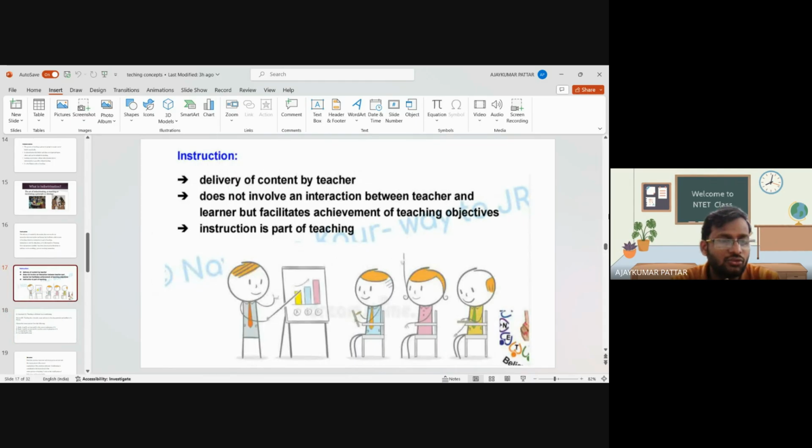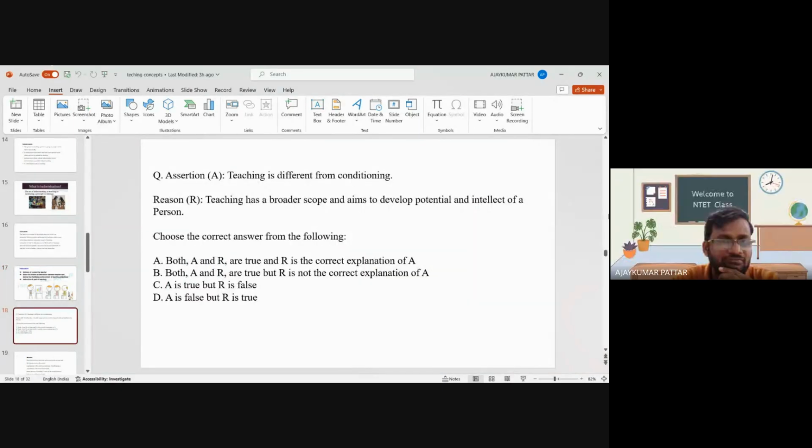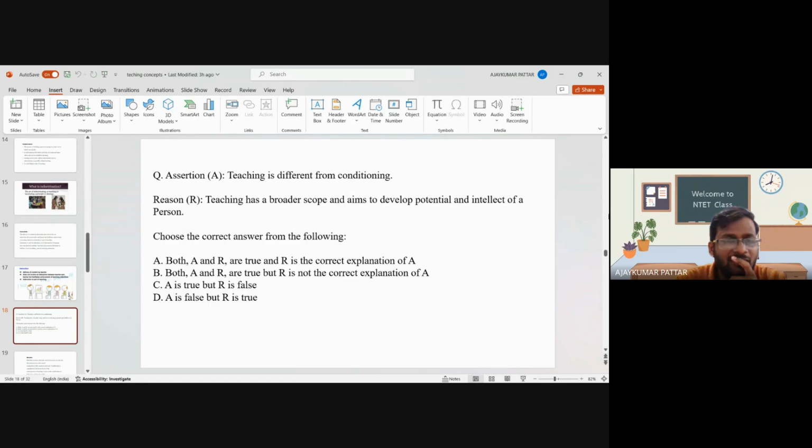we will solve two questions up to this what we have learned. Is my screen visible? The question is visible. In this question, what is the assertion? Teaching is different from conditioning. The reason for that assertion is, teaching has a broader scope and aims to develop potential and intellect of a person.